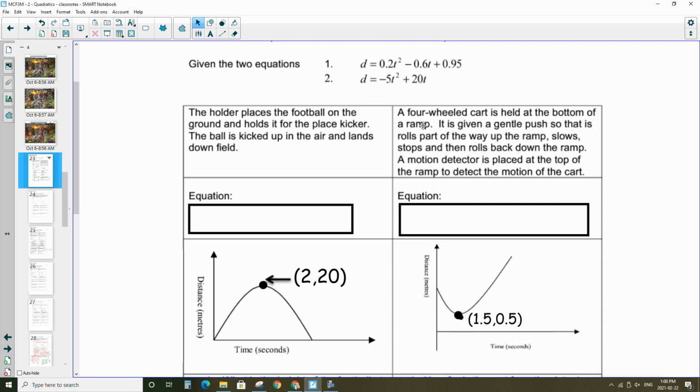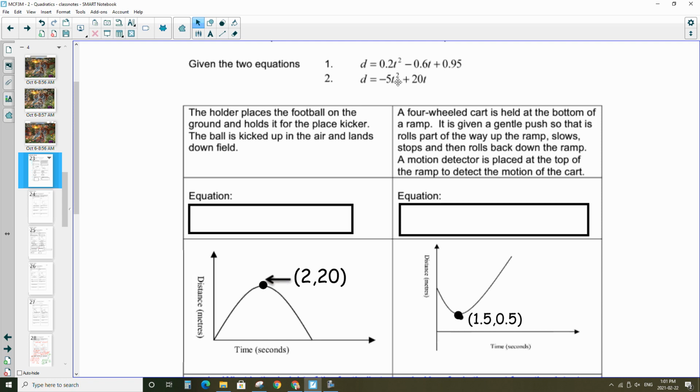The second scenario is a 4-wheeled cart is held at the bottom of a ramp. It is given a gentle push so that it rolls part of the way up the ramp, slows, stops, and then rolls back down the ramp. A motion detector is placed at the top of the ramp to detect the motion of the cart. So this is the distance along here from the motion detector. So the motion detector is in the spot right here. So it's rolling towards the motion detector and then moves away from it in that direction.